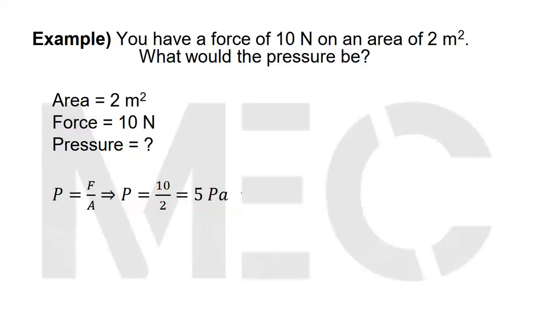I need to emphasize that Pascal is the same as Newton per meter squared. If we think of Newton as joule per meter, we can find another unit for Pascal. Pascal is joule per cubic meter. Joule is the unit of work or energy. Cubic meter is the unit of volume. So work or energy divided by volume will be pressure. These are all SI units of Pascal.